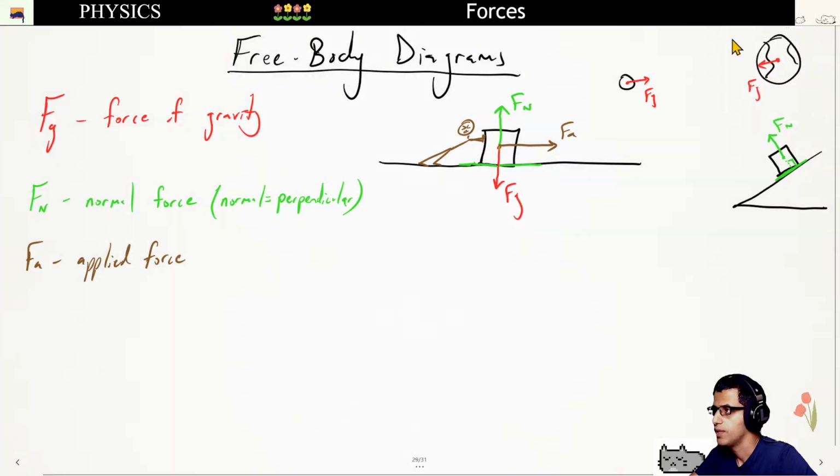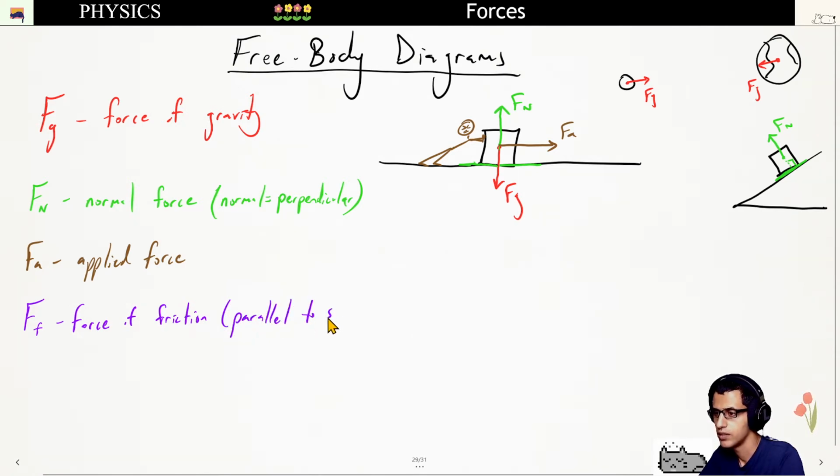Next, we can talk about the force of friction. This is another force that is applied by a surface, but unlike the normal force, the force of friction will always be parallel to the surface. So for example, if this surface here was frictionless, then I wouldn't draw a force of friction, obviously. But if there was friction on this surface between the box and the ground, then in this case, the force of friction is going to be pointing in this direction.